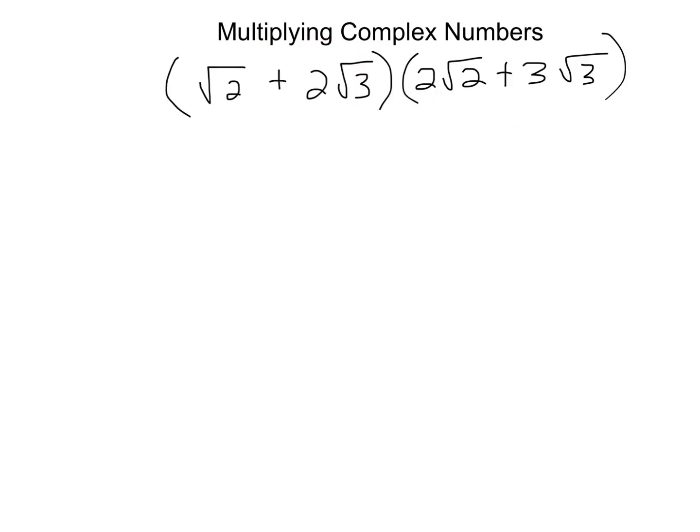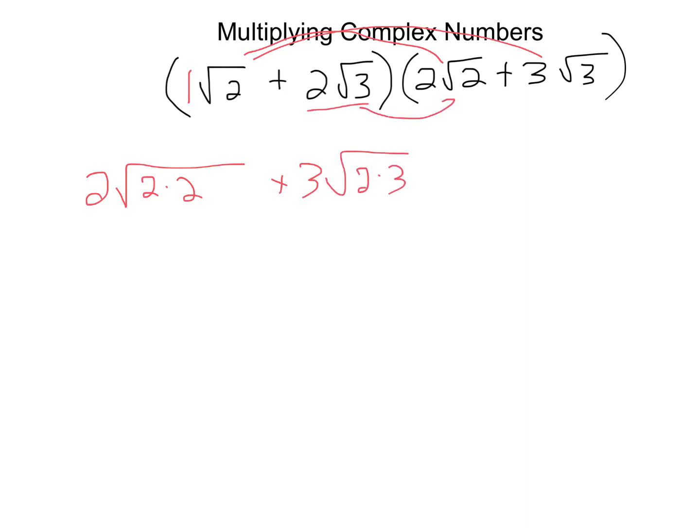Alright, a little bit harder, so let's try this one. I'm going to put the 1 in. So 1 radical 2 times 2 radical 2. 2 radical 2 times 2. 1 radical 2 times 3 rad 3. So we get 3 radical 2 times 3. Now 2 radical 3 times 2 radical 2. 4 radical 2 times 3. 2 radical 3 times 3 radical 3 is 6 radical 3 times 3.